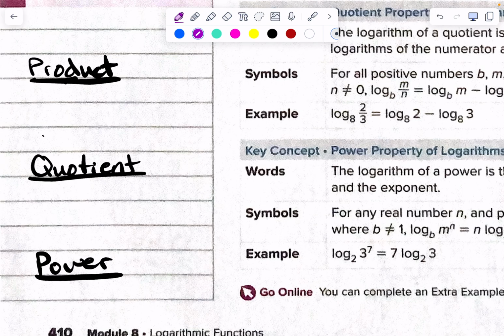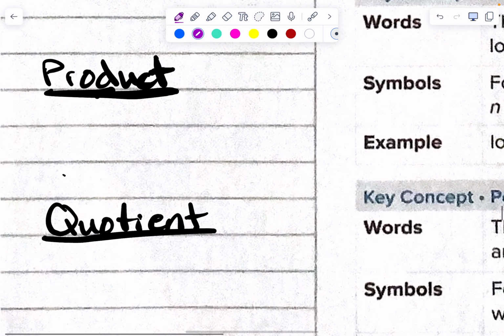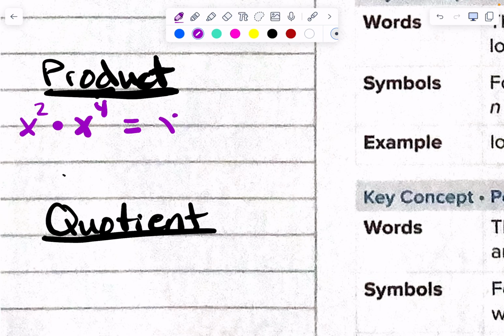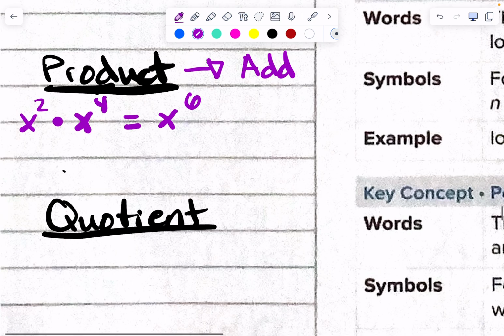Here's how this works, okay? All right, when we're doing products, let's say we are taking x squared times x to the 4th power. If I take x squared times x to the 4th power, what do you get? x to the 6, because when you are doing the product, you actually add the exponents, okay? This is similar to how things operate in log land, all right? So here's how log land works.